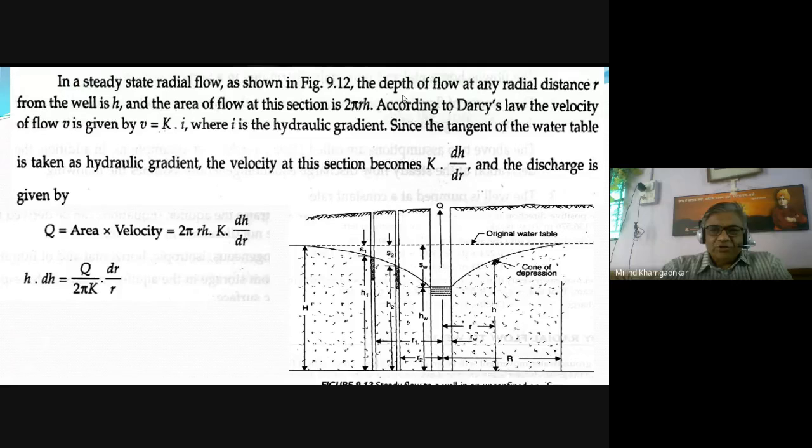Okay, so at any radial distance r from the well, the depth of the flow is h, and the area of flow at this section is 2 pi r h, है ना. यहाँ पे क्या है, यदि प्लान से हम देखते हैं तो ये सर्क्यूलर है, ये सर्कल का रेडियस है स्मॉल आर. तो नेचुरली इसका जो पेरीमीटर होगा वो होगा ट्वाइस पाई आर, है ना. इसका जो पेरीमीटर है एट ए डिस्टेंस ऑफ स्मॉल आर, the perimeter will be twice pi r, और इसकी हाइट है h.